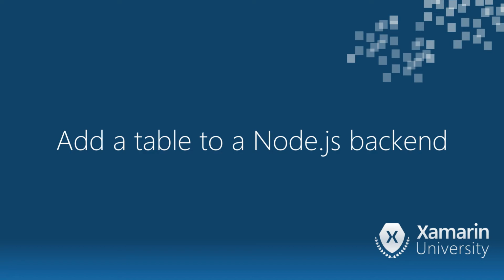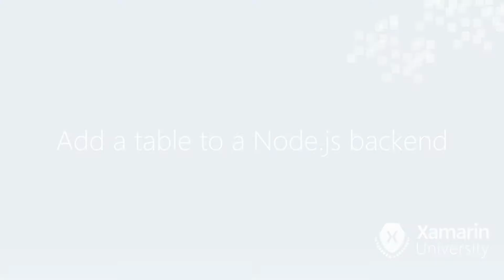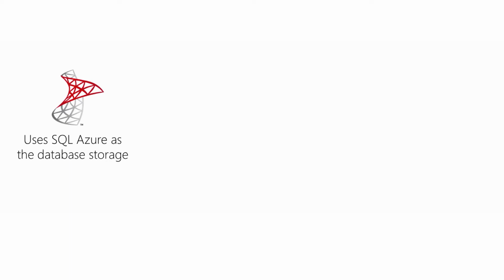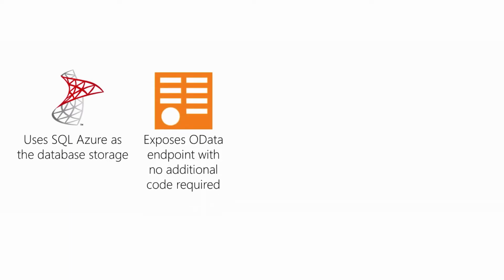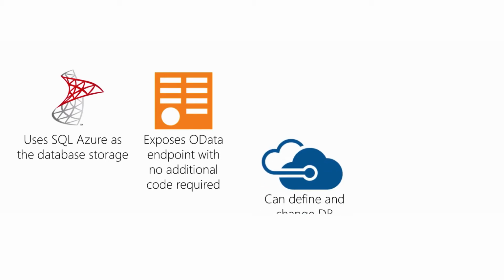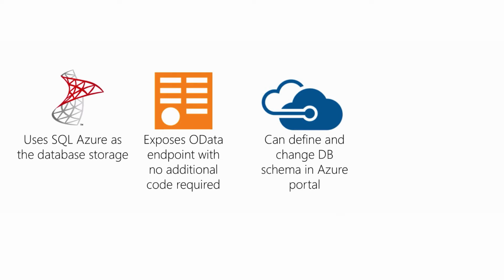Let's switch gears and look at the Node.js approach to tables. First, it uses SQL Server just like our ASP.NET approach. Also, like the ASP.NET approach, the Node.js backend exposes an OData endpoint to query and manipulate the data. However, unlike ASP.NET, we can configure the database table completely through the Azure Portal.